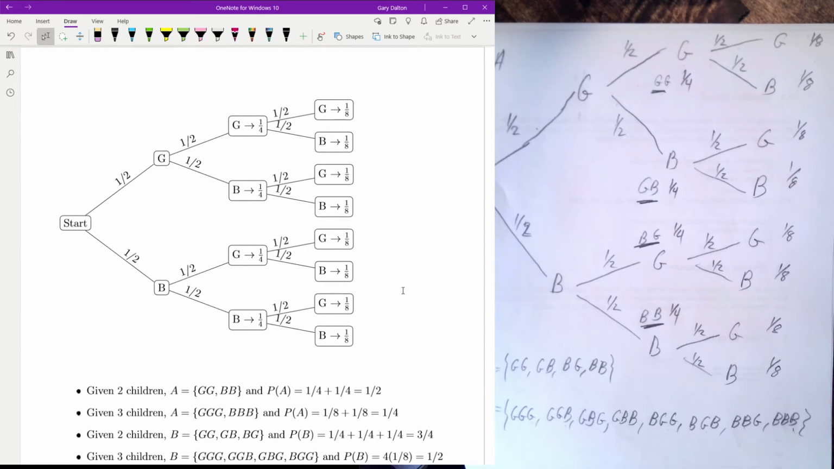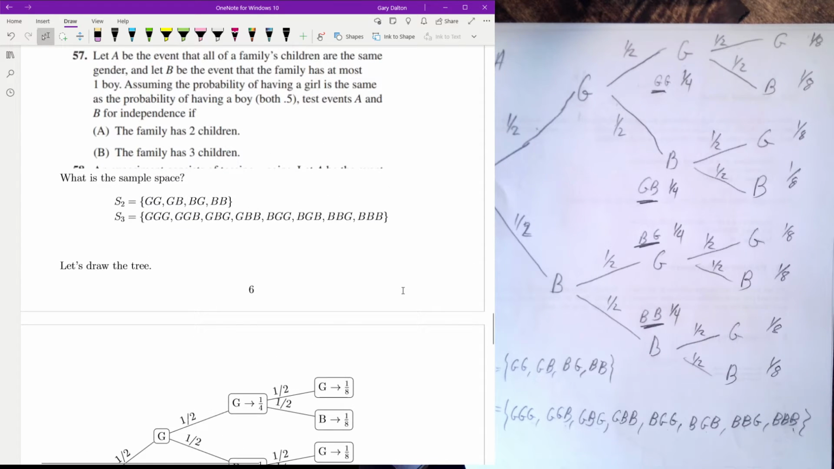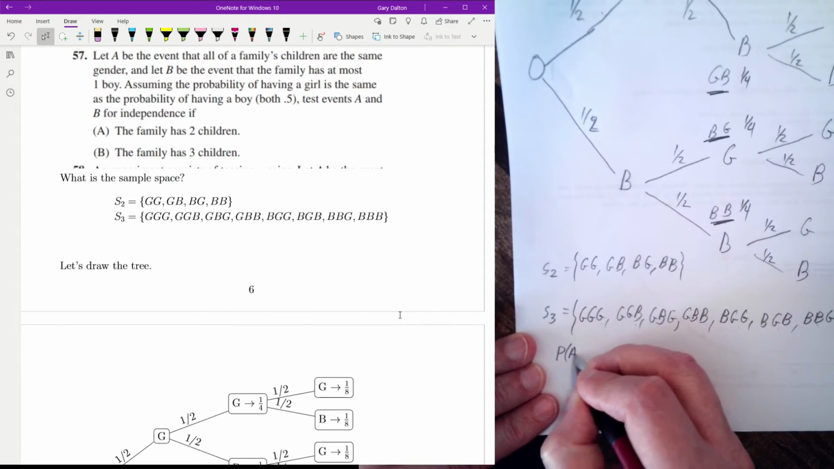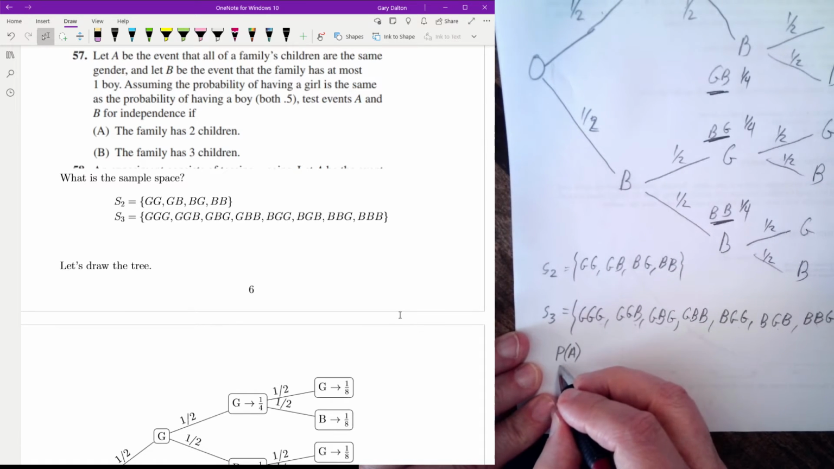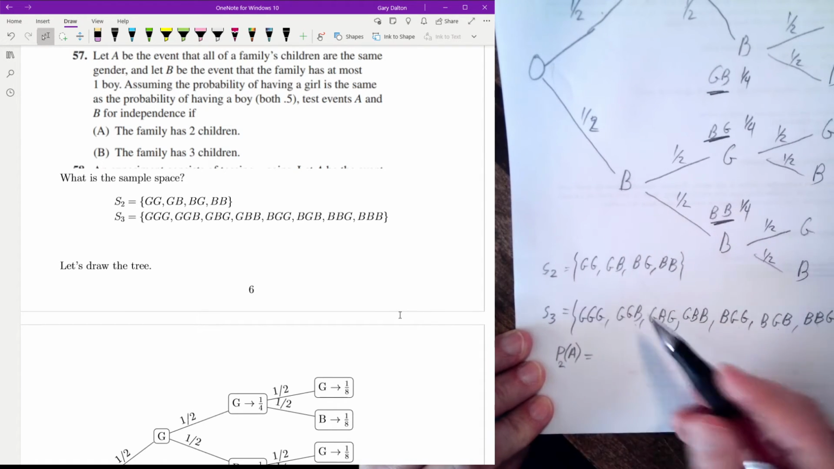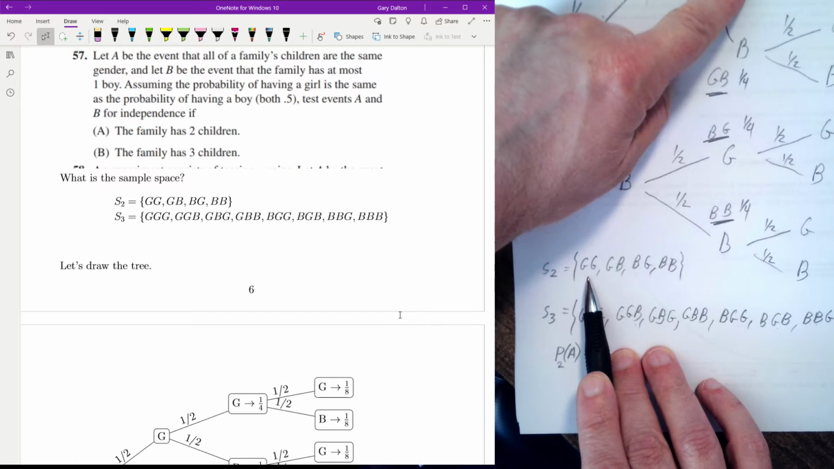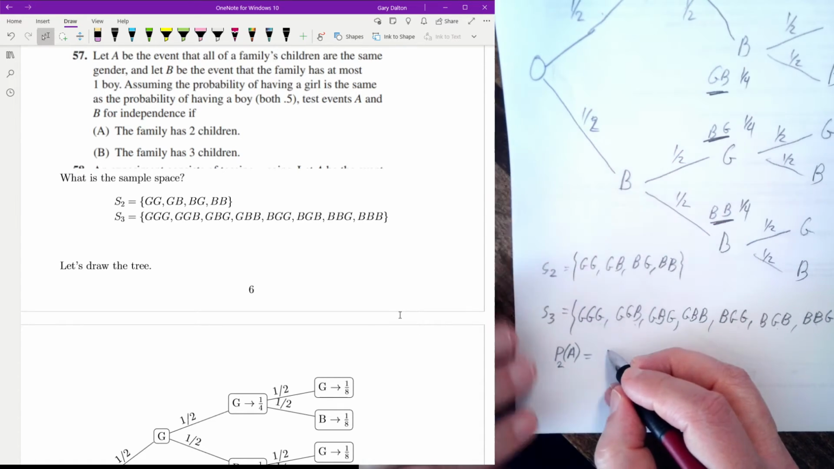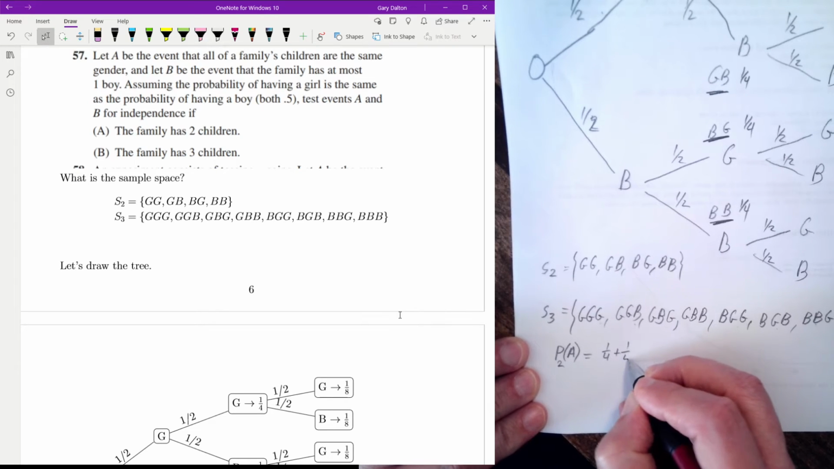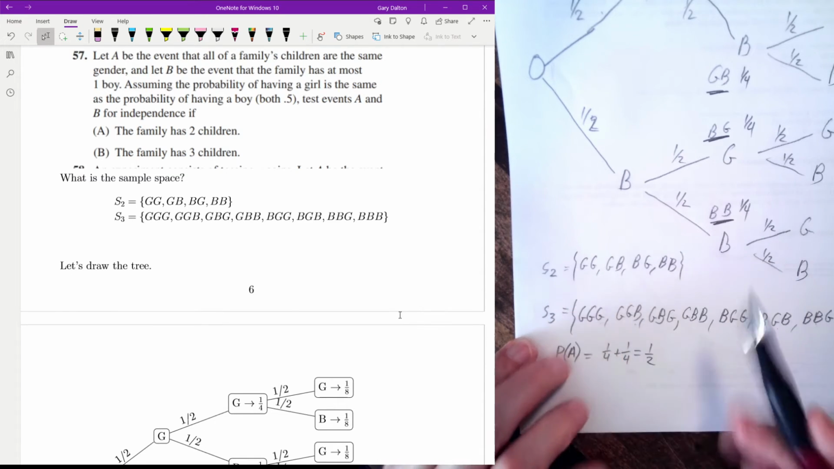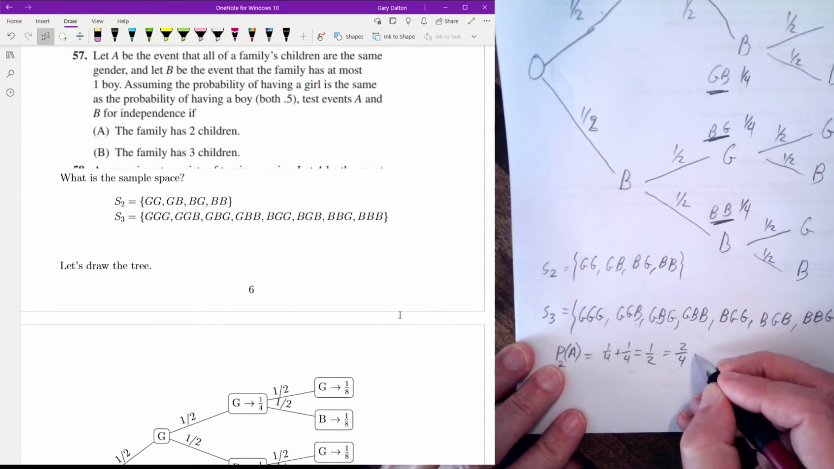Okay. Now, the questions that we were asked: A is the event that all of the family's children are the same gender. So what is the probability of A? The probability of A, and this is for 2, so sub 2. When we're talking about 2, the probability that they're all the same gender should be 1/4 plus 1/4, which equals 1/2. You could also do that by looking at our sample space and saying there's 1, 2 divided by 4, which is 1/2.